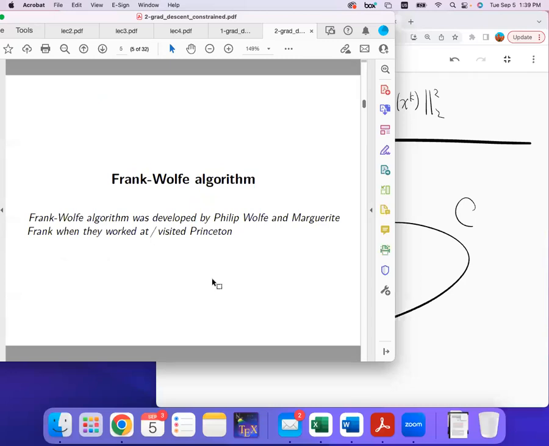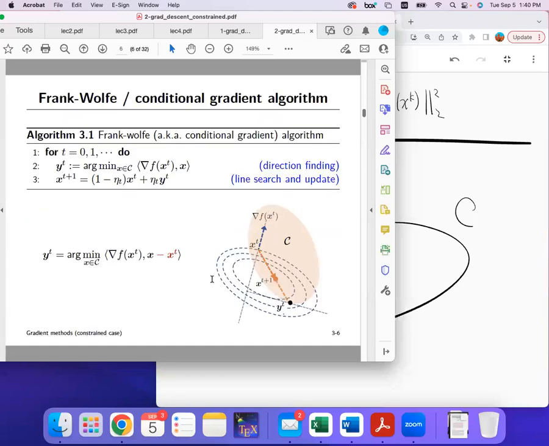I have 5 minutes. So the first algorithm we will discuss is the very famous algorithm called the Frank-Wolfe algorithm. This algorithm is very simple. The update rule has 2 steps. The first step is to solve a very simple constrained linear program. It's a linear programming problem.